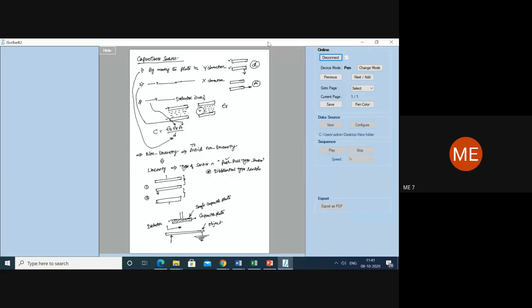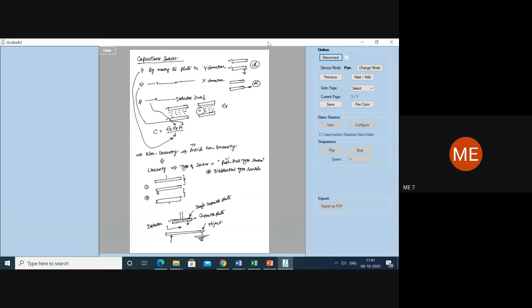Now what is going to happen? If you move one of the plates nearer, the object is fixed and you are moving only one of the plates. That means you are changing the distance between the plates, and you are going to determine the value of C. So these are the other different types of capacitance sensor.